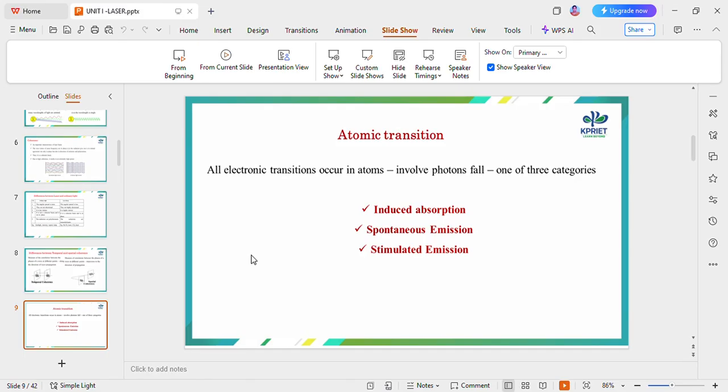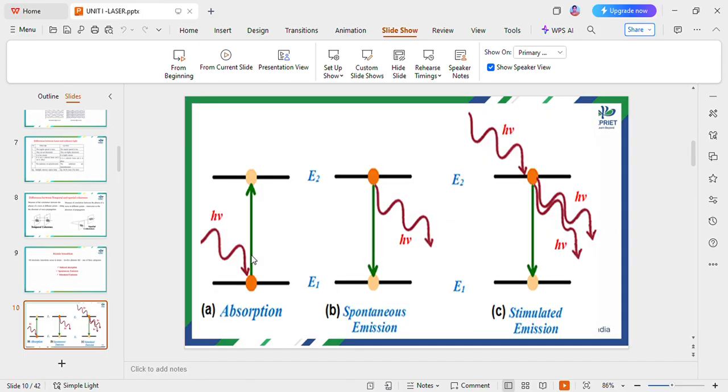When radiation interacts with matter, three types of atomic transitions take place: induced absorption, spontaneous emission, and stimulated emission. So what is stimulated absorption? The atom in the ground state E1 will go to the excited state E2 by inducement. h nu is the energy of a photon. By absorbing the energy h nu of a photon, the atom in the ground state E1 goes to the energy state E2. This is called stimulated absorption.